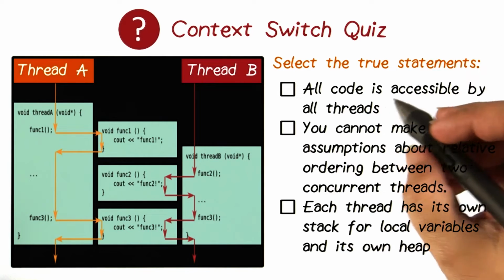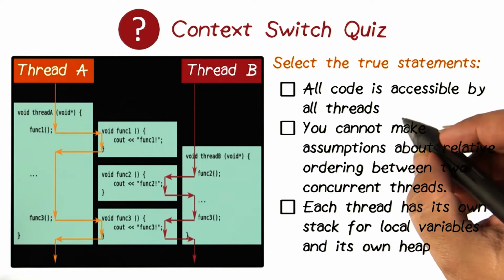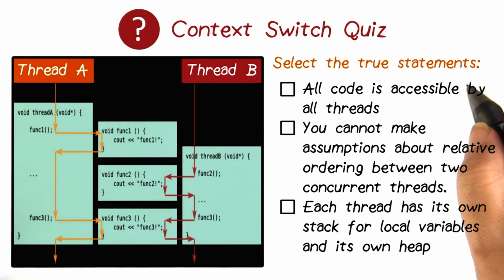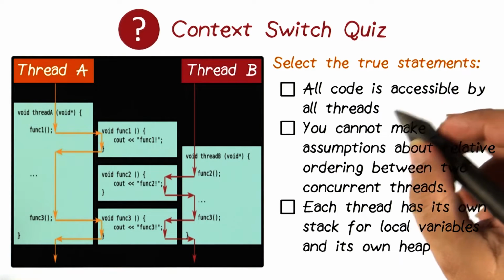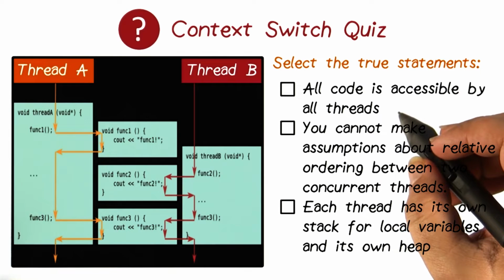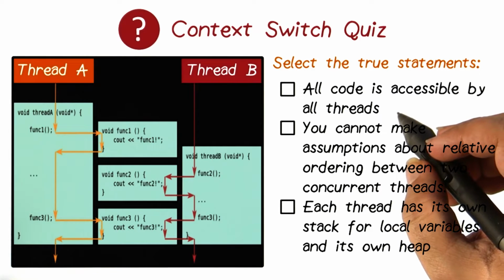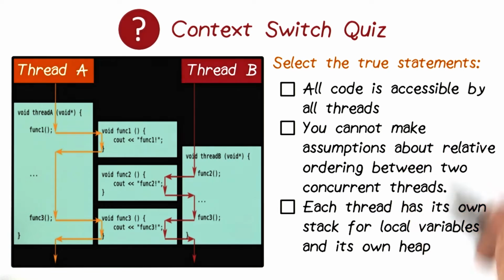The first statement is all code is accessible by all the threads. Second one is you cannot make assumptions about relative ordering between two concurrent threads. And then the third one is each thread has its own stack for local variables and its own heap. So please go ahead and mark your answers which you think are true, especially about the thread interactions shown here.